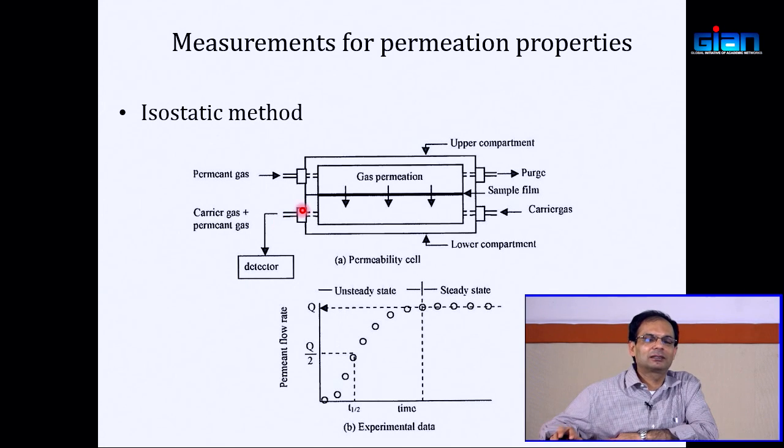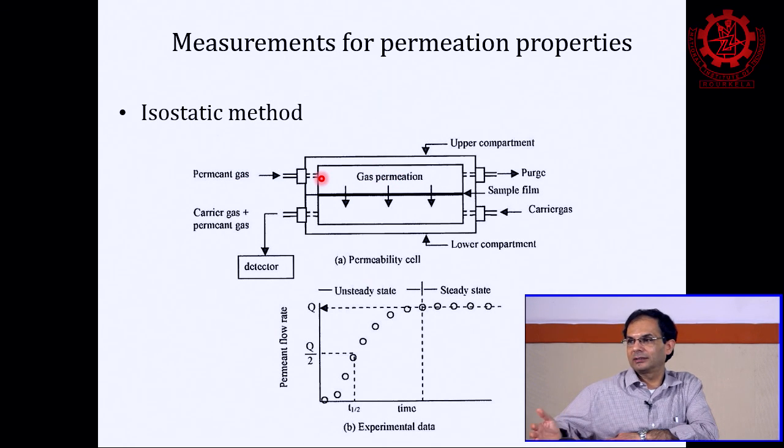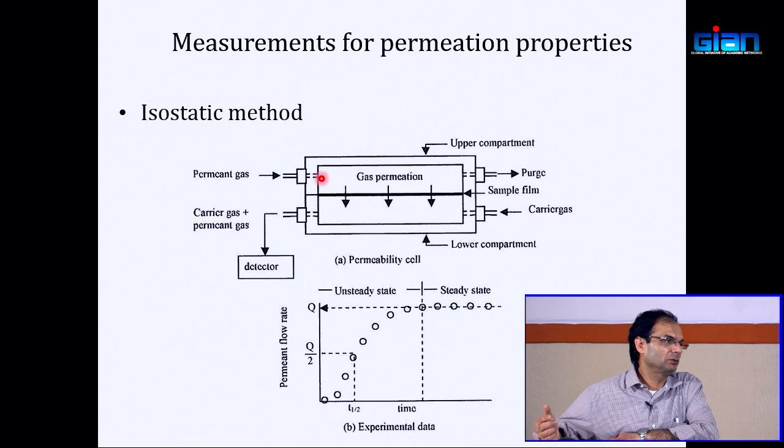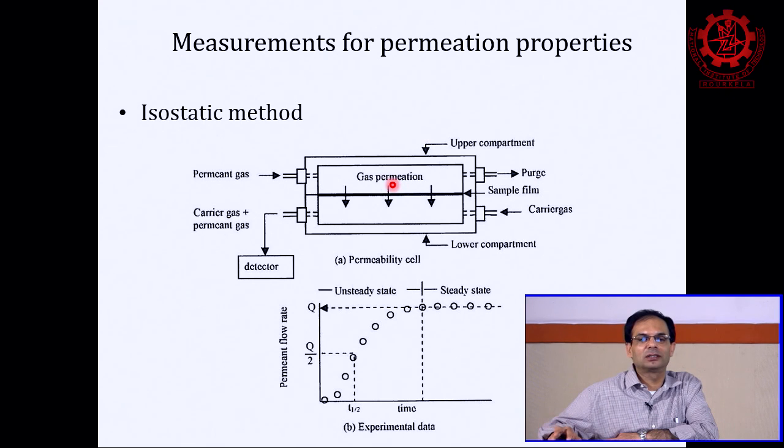So this is just a schematic diagram. Usually it consists of a big cell. In that cell, you have this film, that's your sample. On the upper side of that cell, you purge your permeant gas. In this case, it could be CO2, N2, or O2. The most important, of interest to us, is actually oxygen. So you're purging the oxygen here, right? And then in the lower chamber, you purge with carrier gas.